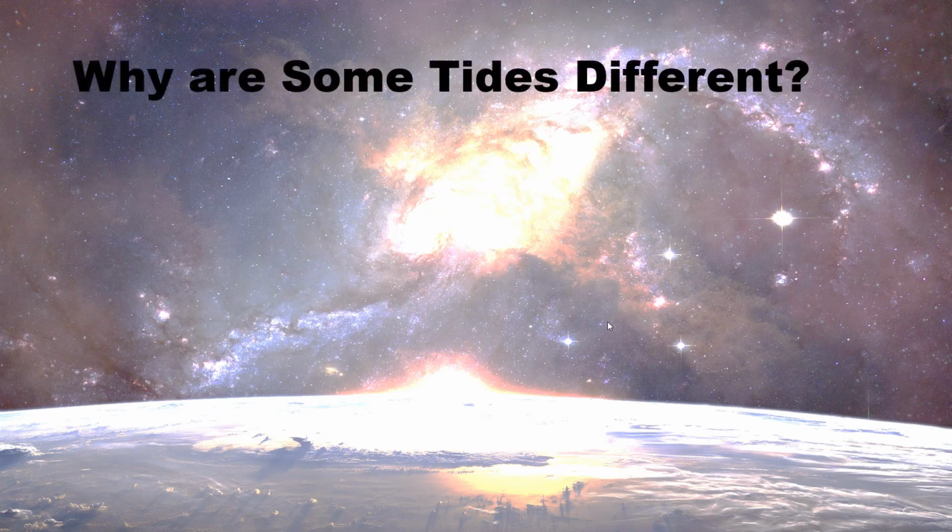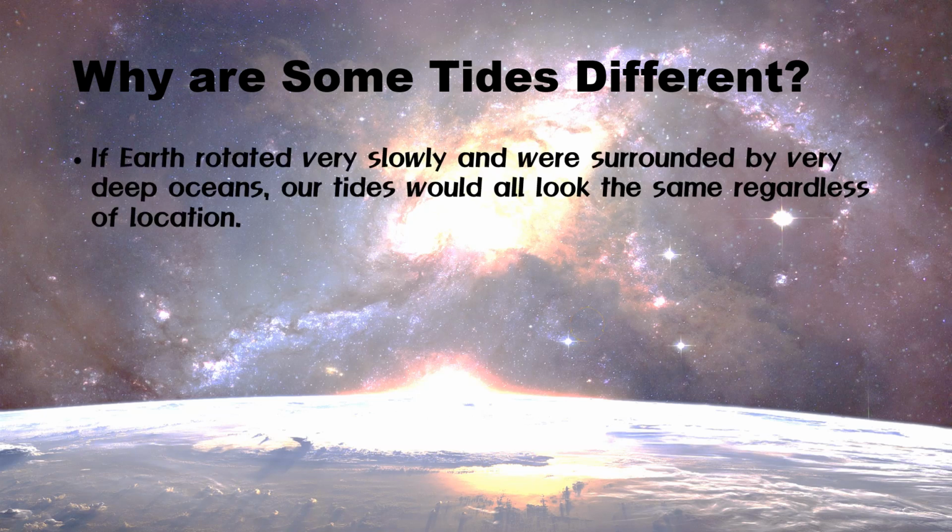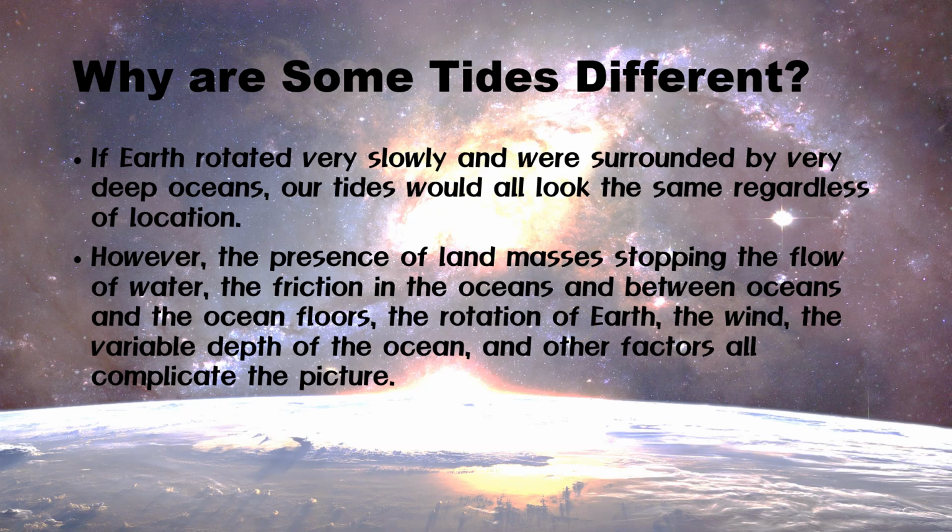So why are some of these tides different? Why don't they always measure to be the same, for example? Well, if the Earth rotated very slowly and was surrounded by very deep oceans, our tides would look the same regardless of location. But one thing to keep in mind is that that's not the case, because the presence of land masses kind of stops the flow of water.